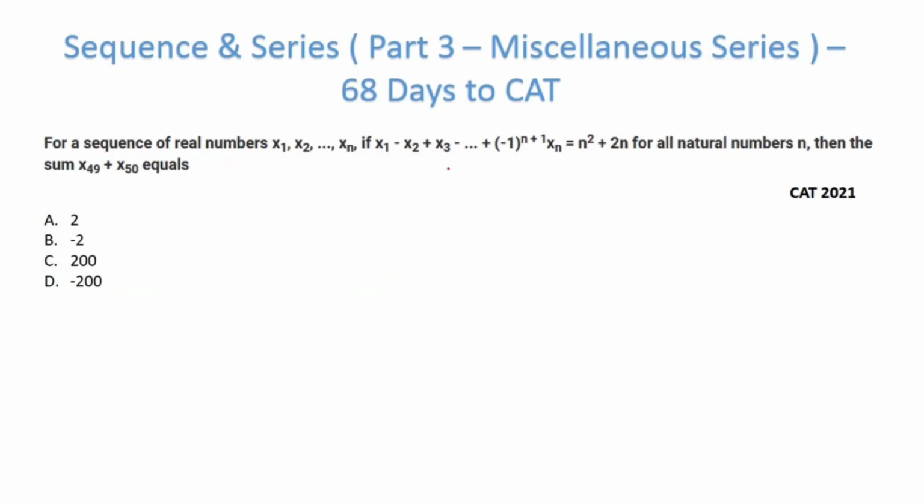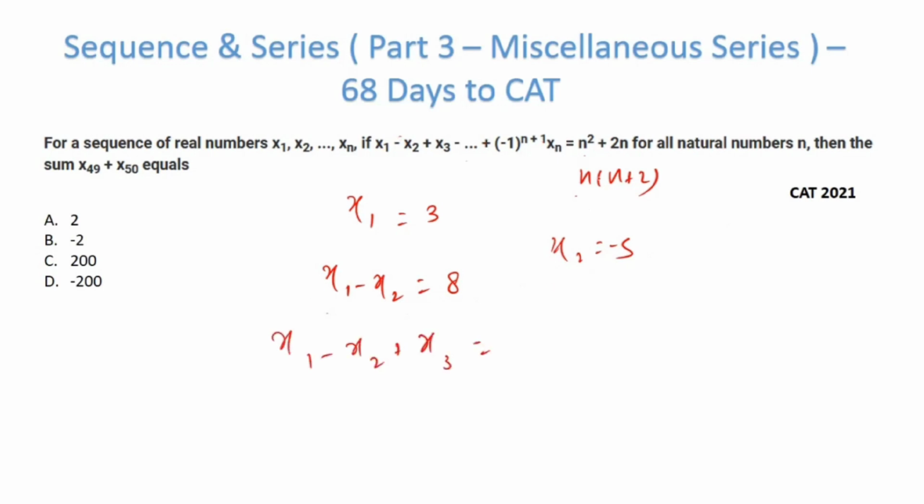I have x1 minus x2 plus x3. Again looks like a pattern spotting problem. So now if I take x1, that becomes 1 plus 2, so that is 3. x1 minus x2, so 2 into, so this is n into n plus 2, so 2 into 4, that becomes 8. So quite clearly x2 must be equal to minus 5. Now if I take 3, x1 minus x2 plus x3 will become 3 into 5, that is 15. I know x1 minus x2 is equal to 8, so x3 is equal to 7.